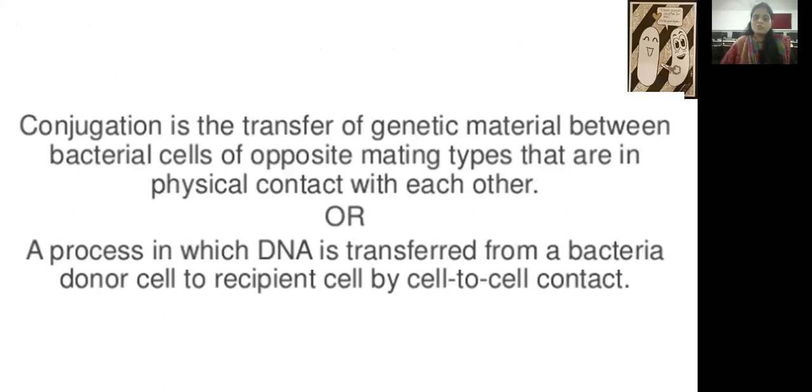So, in short, what is conjugation? Conjugation is a transfer of genetic material between bacterial cells of opposite mating type, that is a female negative cell and a male positive cell, that are in physical contact with each other. Or you can even say it is a process in which DNA is transferred from a donor bacterium to a recipient bacterium by cell to cell contact.